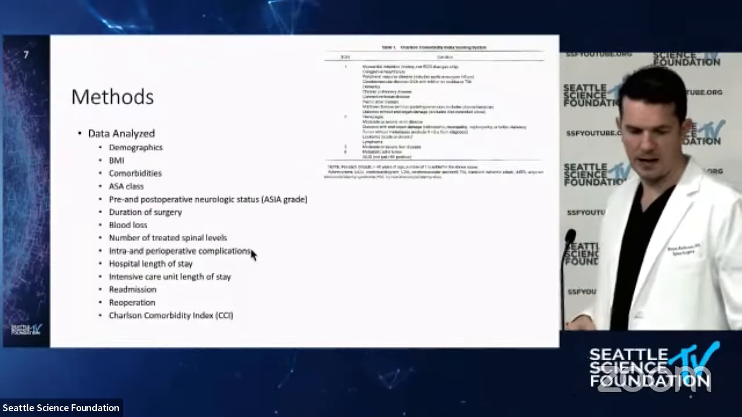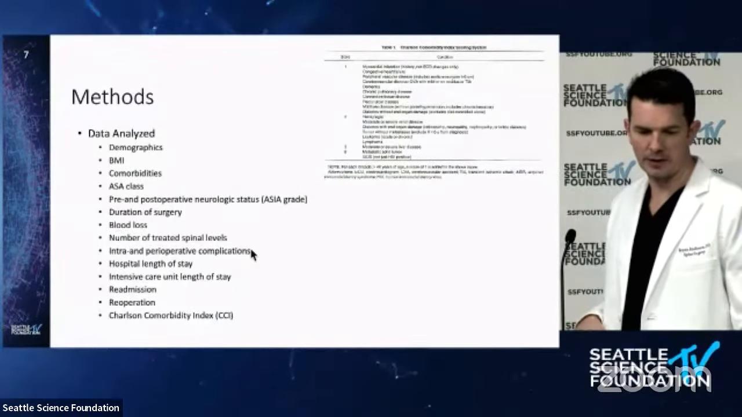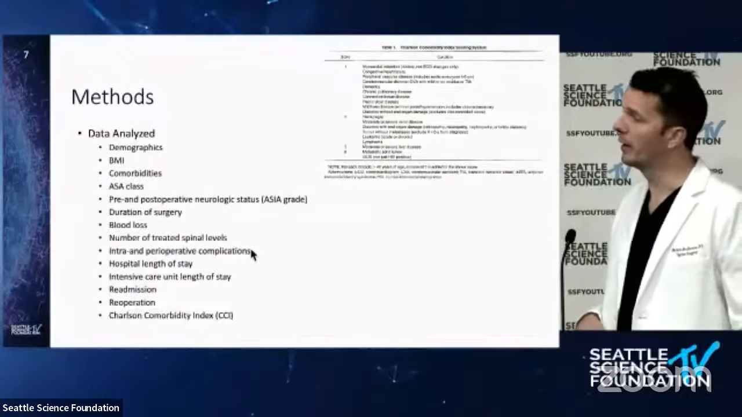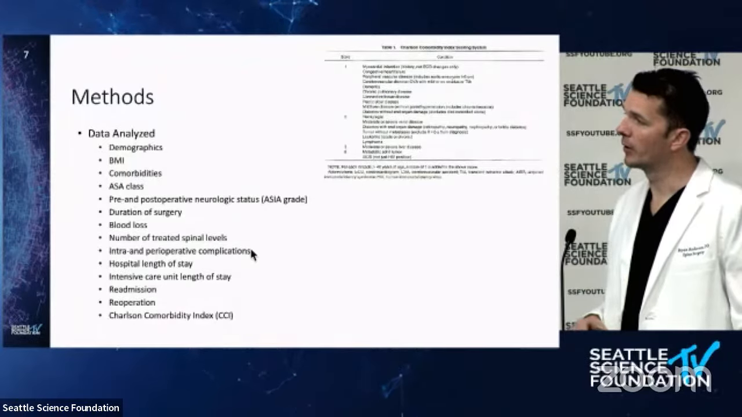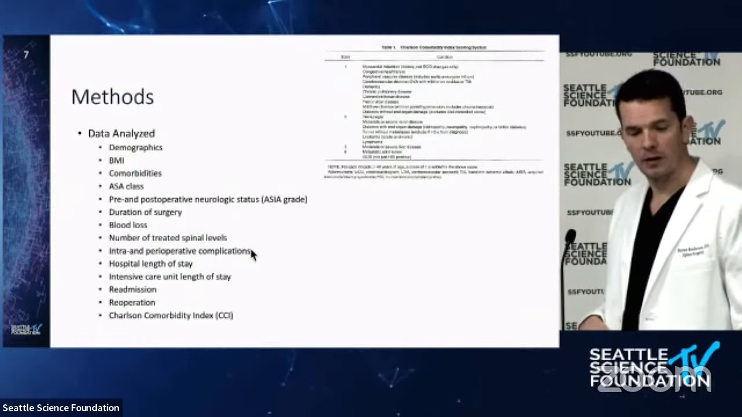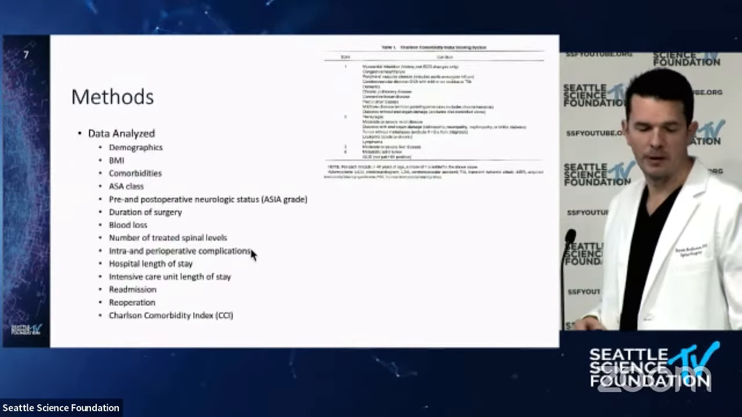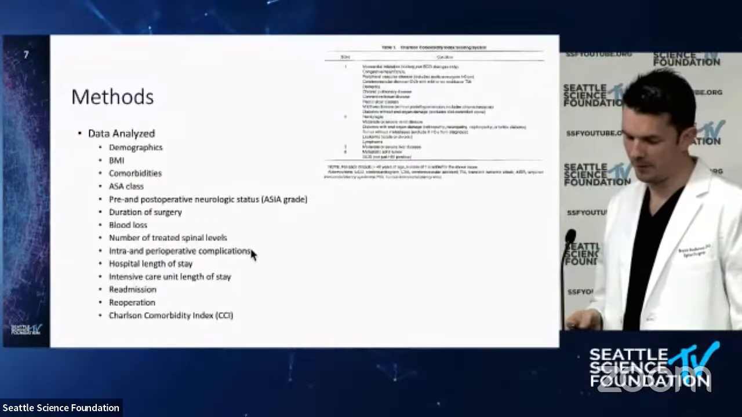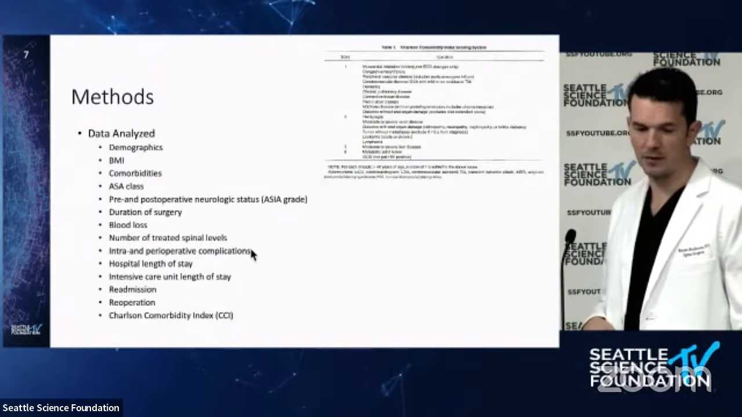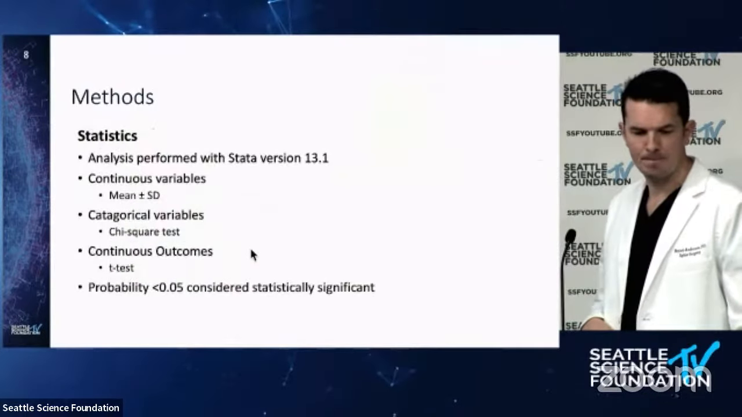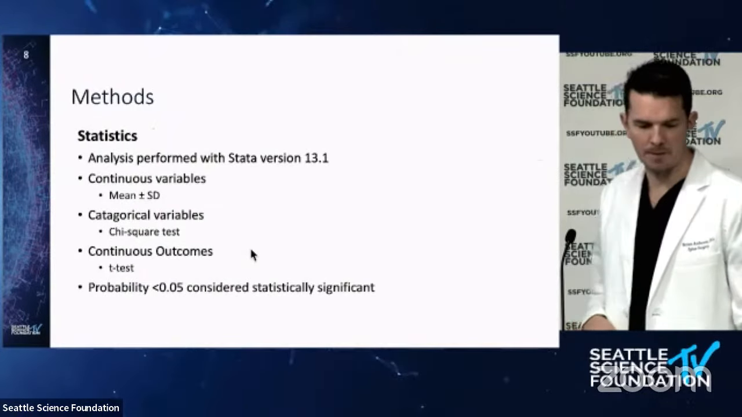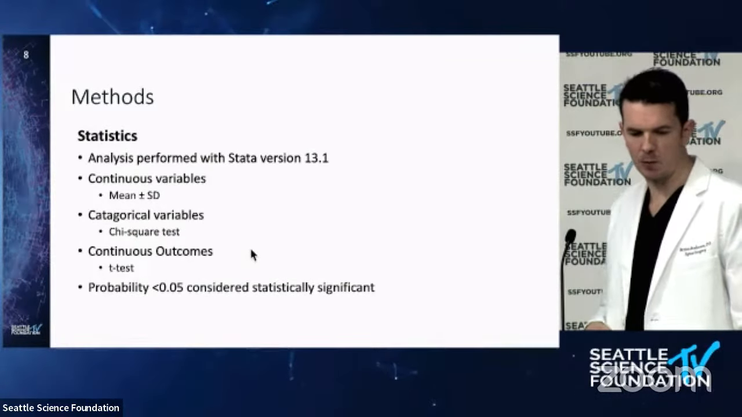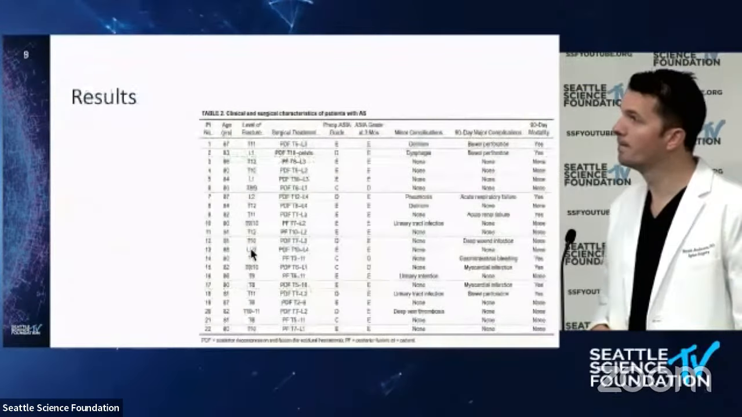There was a lot of data that was analyzed. Here's a brief, truncated list. Importantly, the investigators looked at the comorbidities, and they also computed a Charlson Comorbidity Index, which is a cleaner way of scoring the amount of preoperative comorbidities that the patients have. Statistics were fairly standard. Stata version 13.1. Less than 0.05 was considered statistically significant.